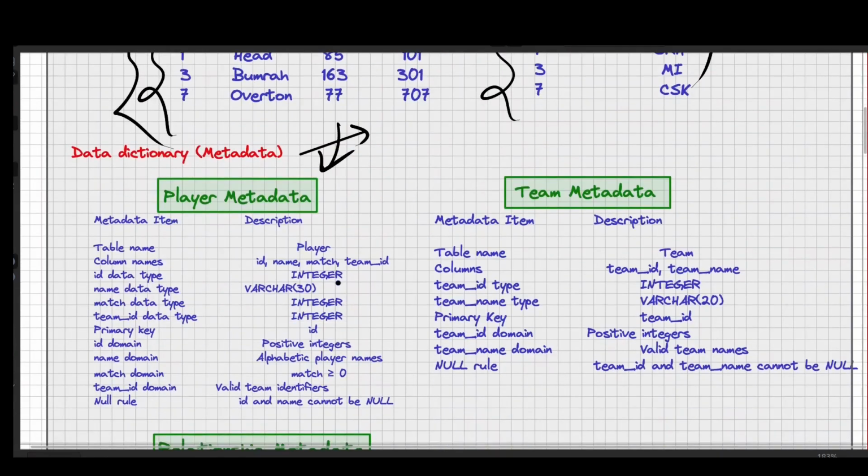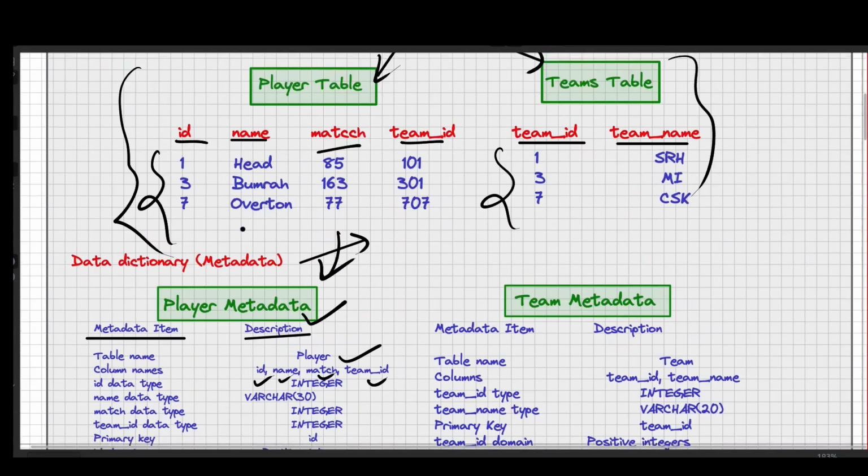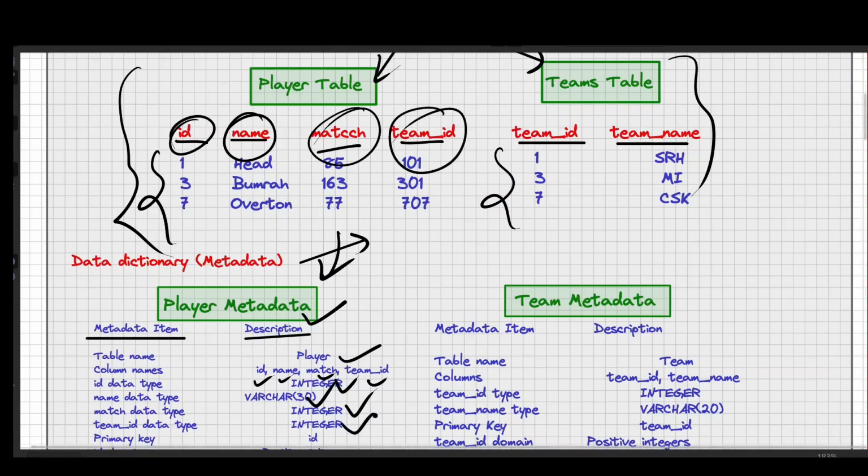Let's see. We have here player metadata. In the first column we have metadata item, in the second column we have description of those data. So here we have table name, player, column names like ID, name, match, team ID and data type of those columns or attributes, like here we have ID which is integer, name which is character, match integer, team ID integer.